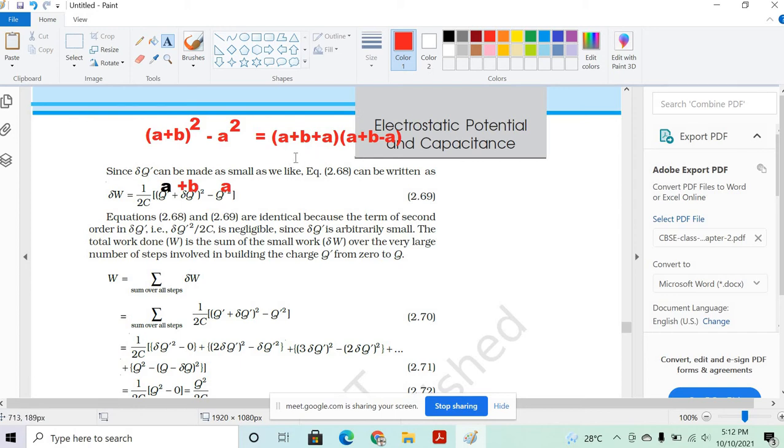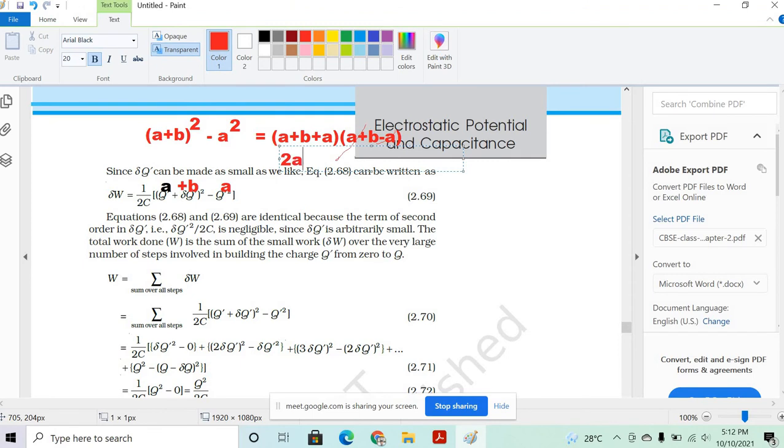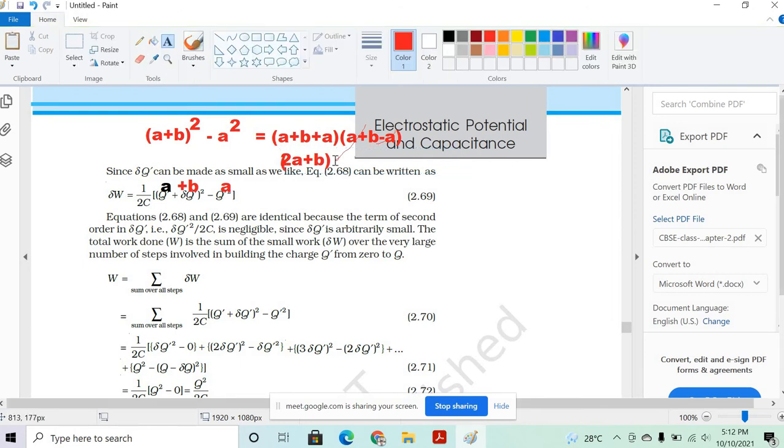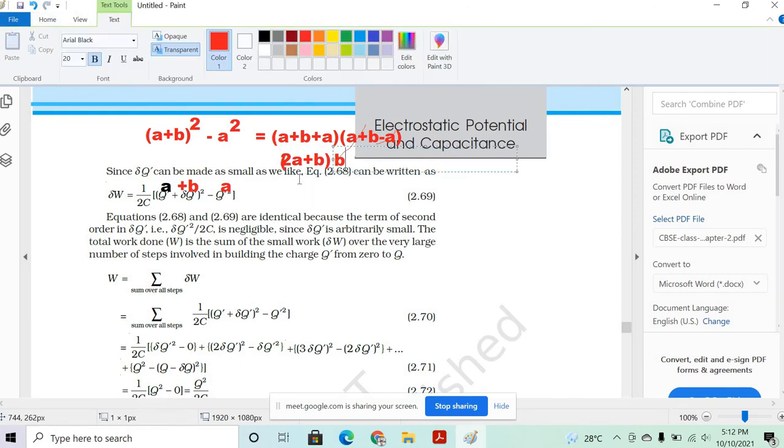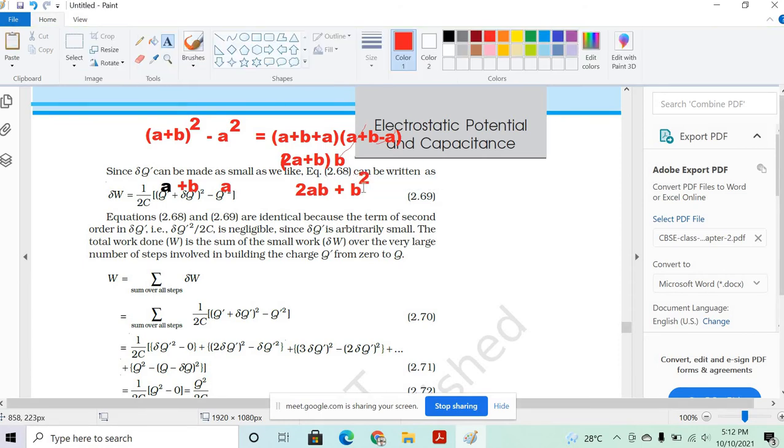And what do you get now here? Let's see. So a cancelled here, and a plus a is 2a, correct? Now let's write down here. So basically it becomes 2a plus b into b. Got it now? Yes, sir. Now we can write it as 2ab plus b square. Got it? See, b square, because this charge b is nothing but delta q, correct?